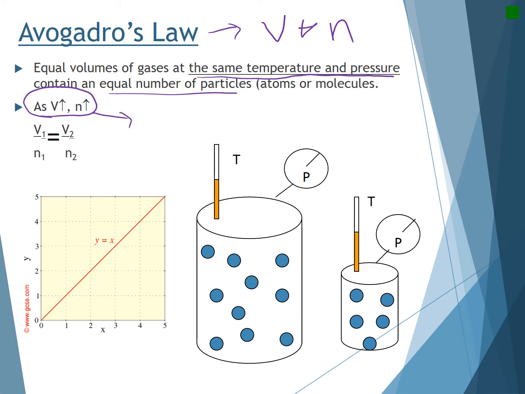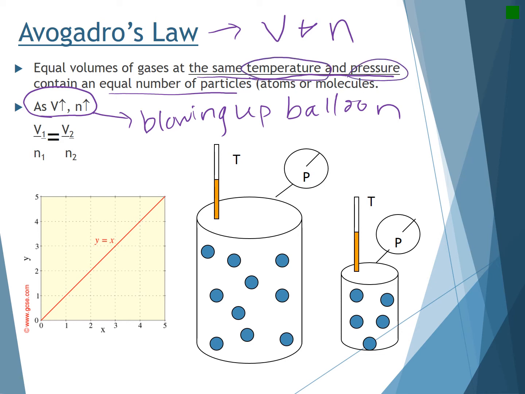So what I always think of for Avogadro's law is blowing up a balloon. If you blow up a balloon, what are you doing? You're adding more moles to it. So what happens to your volume? It's going to go up. Why? Because you keep the same temperature relatively and pressure. Balloons' pressures try to equal the atmospheric pressure, so those are the same. So all you're doing is adding more moles, and your volume goes up.